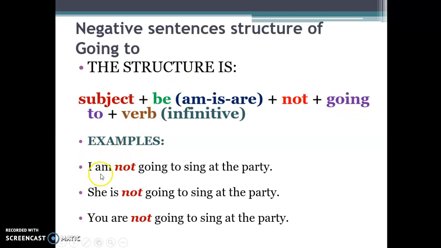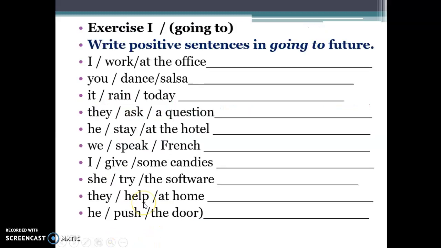Let's see some examples. I am not going to sing at the party. She's not going to sing at the party. You are not going to sing at the party. If you notice, the particle not is after the verb to be.